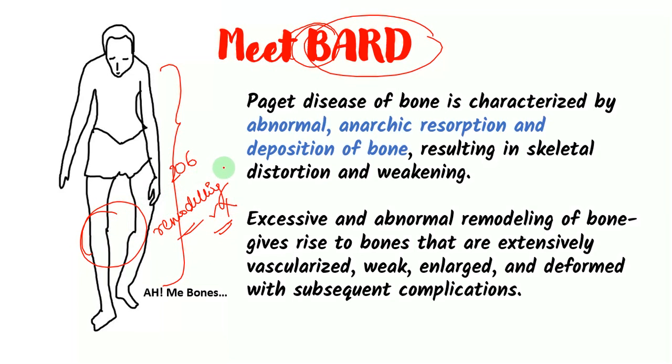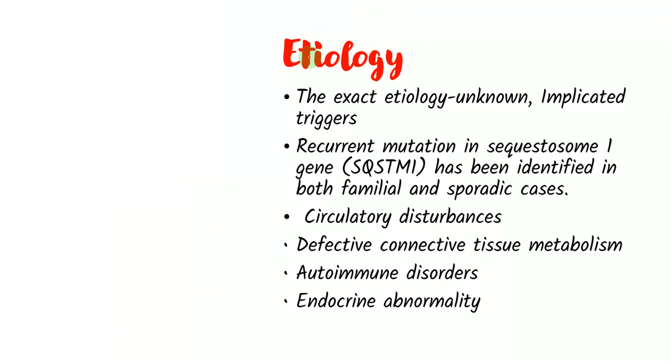So remember, there is abnormal remodeling of the bone, which correlates to abnormal resorption and deposition. This can be remembered by the reminder of his name. So, abnormal resorption and deposition, and this is a deformity in the bones.